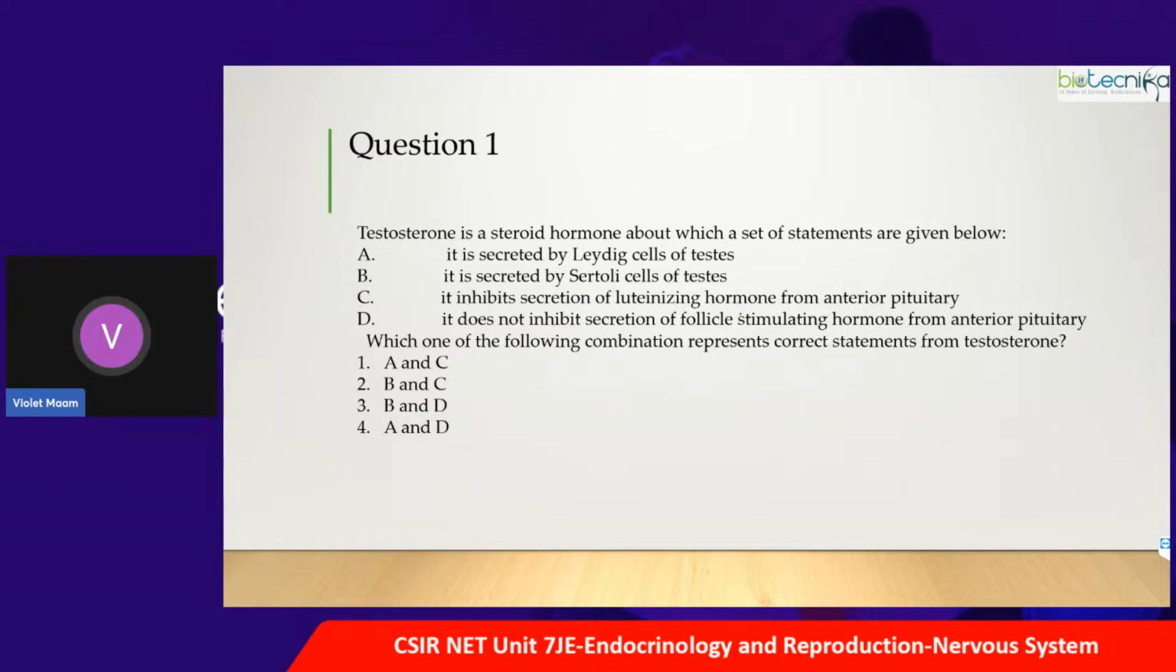Okay. So the first question that we can see over here is about the endocrine system. Before I start with the questions, please confirm if I am audible and if the slides are visible. All good?